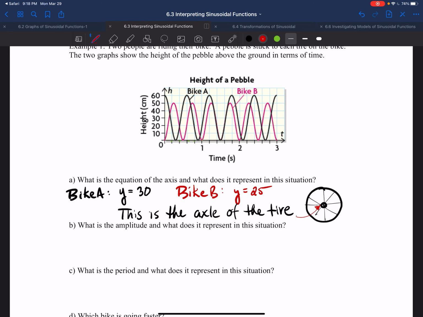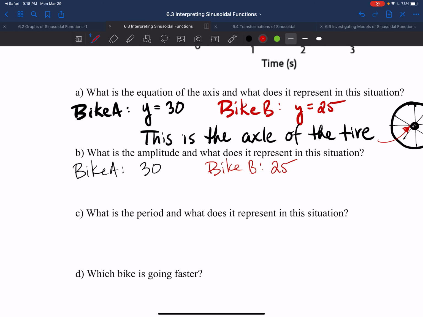So the amplitude is the distance from the middle to the top, or the middle to the bottom. So if the middle's at 30 and we're going up to 60 for bike A, the amplitude is 30. And for bike B, it would be 25. So it's not always equal to the equation of axis. It just happens to be in this situation. Or basically whenever the bottom is at 0, the equation of axis and your amplitude will be the same.